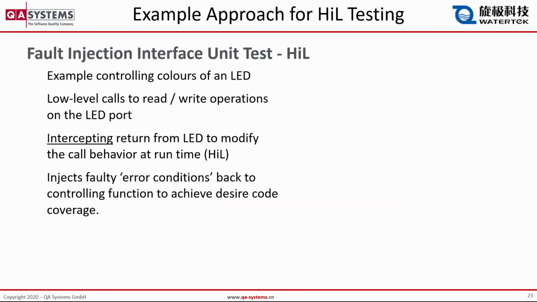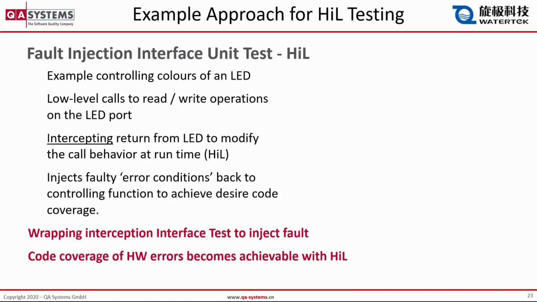So, we're now going to look at an example approach for hardware in the loop testing using fault injection at an interface unit test. This example uses controlling colors of an LED. There are low-level calls to the read-write operations on the LED port. Intercepting those with a return from the LED to modify the call behavior at runtime, hardware in the loop, allows us to inject faulty error conditions back to the controlling function to verify it and to achieve the desired structural code coverage.